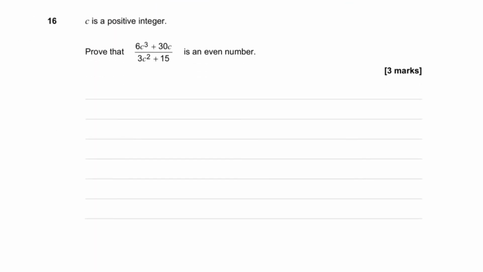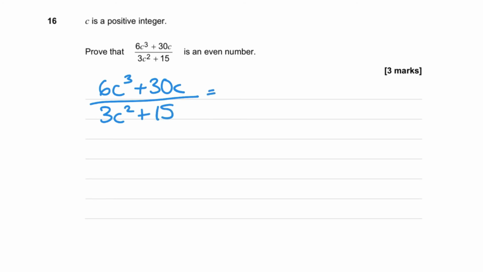So our last question says, c is a positive integer. Prove that 6c cubed plus 30c divided by 3c squared plus 15 is an even number. So I'm going to start by factorising the top and the bottom. So we've got 6c cubed plus 30c divided by 3c squared plus 15.